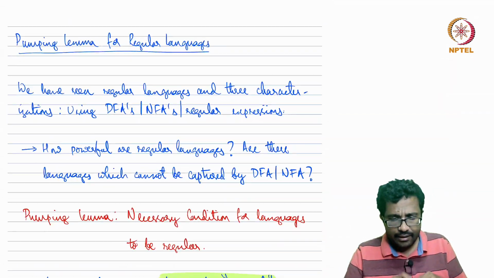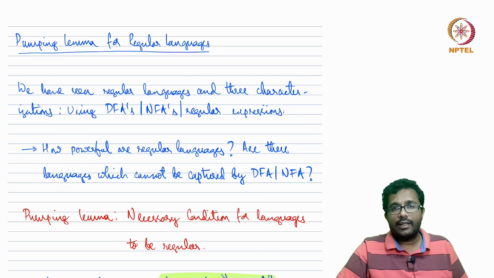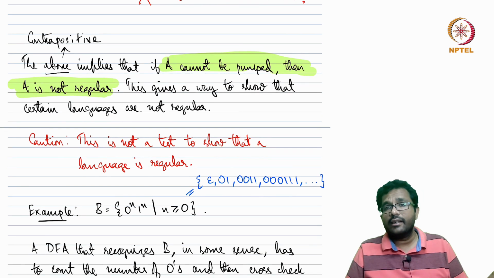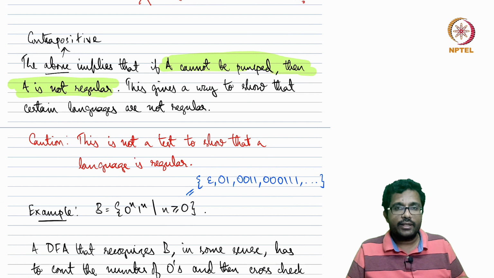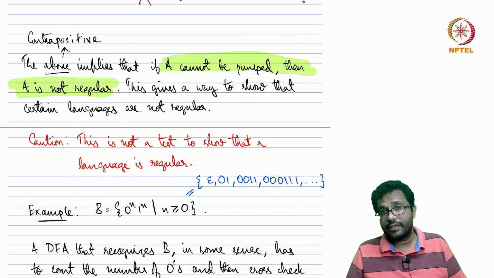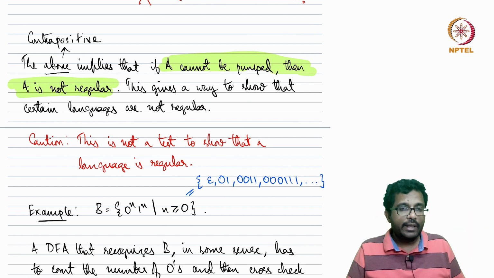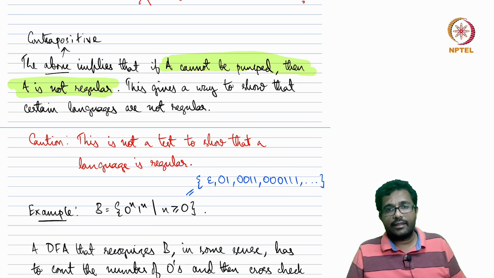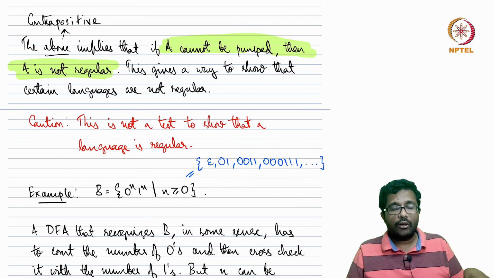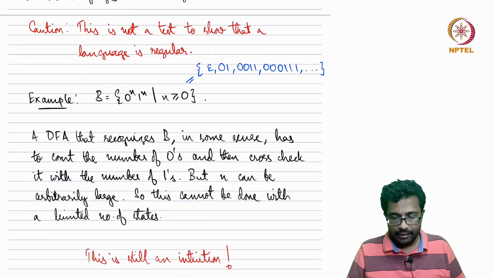Just to summarize, the pumping lemma for regular languages is a necessary condition for languages to be regular. It is not a sufficient condition. So if a certain language does not meet the conditions of the pumping lemma, or it cannot be pumped, then we can infer that the language is not regular. But if it meets the conditions, we cannot infer that the language is regular. It's only a necessary condition. We can only use this to show that languages are not regular. We cannot use this to show that languages are regular, right?